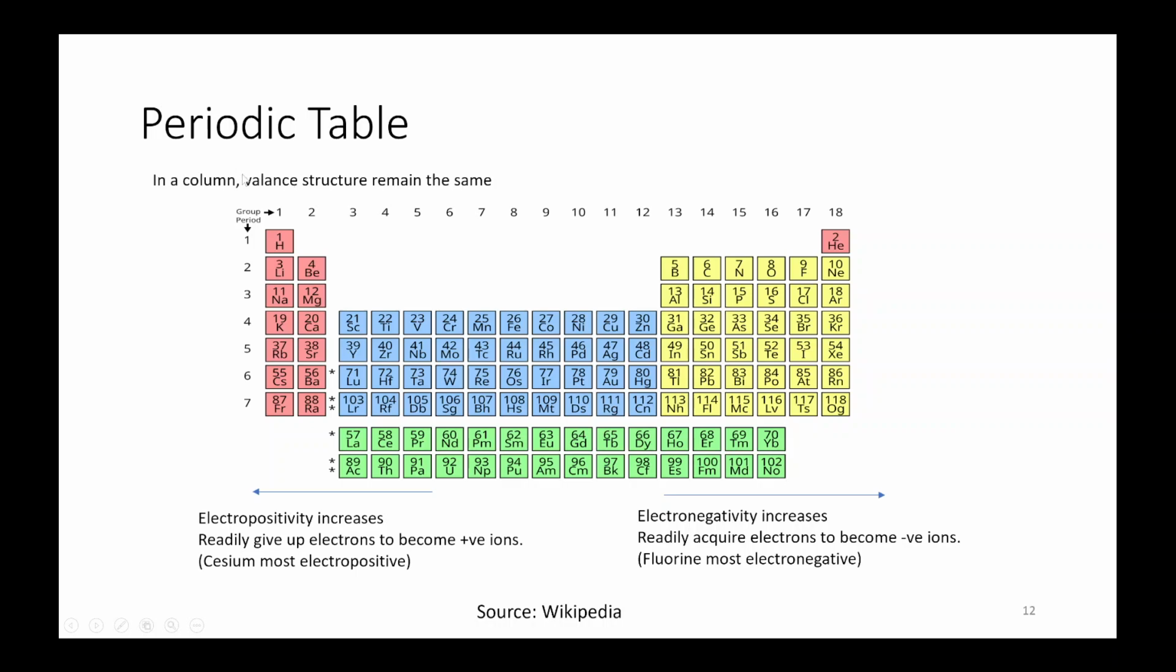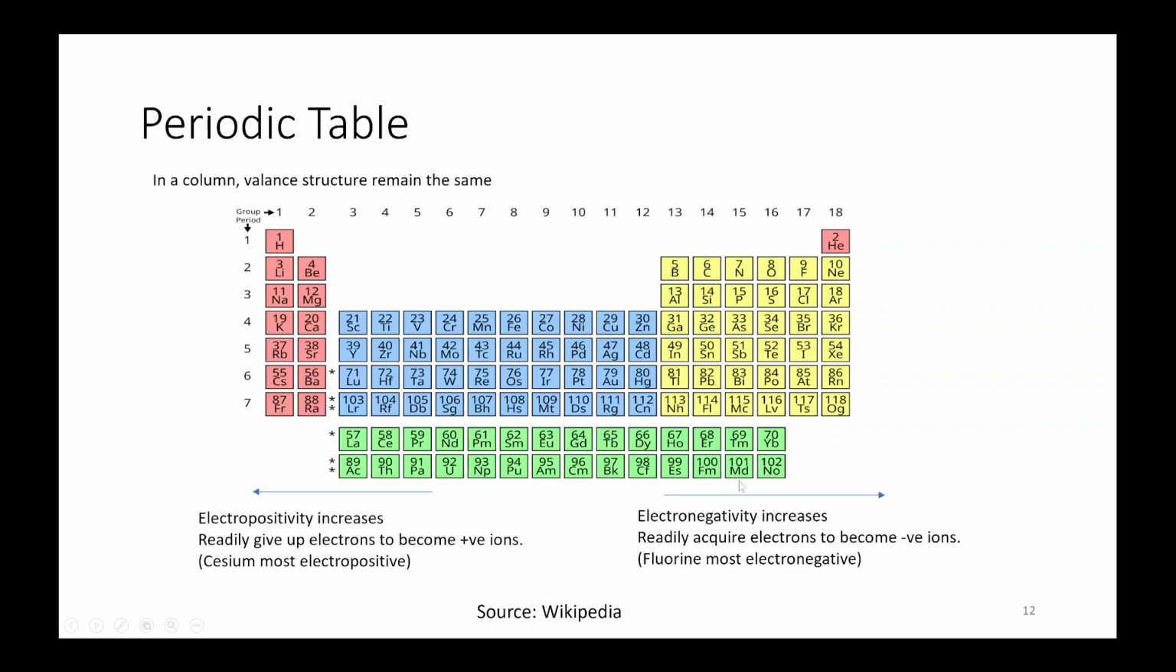And why is that? Because in a column, the valence structure remains the same. Like in the outermost shell, they will have a similar number of electrons. Like these will have 2, these will have 1 electron in their outer shell. So when we move to this side, we'll see that these have just 1 electron to lose. So these can easily lose their electron and they will show highly metallic behavior.